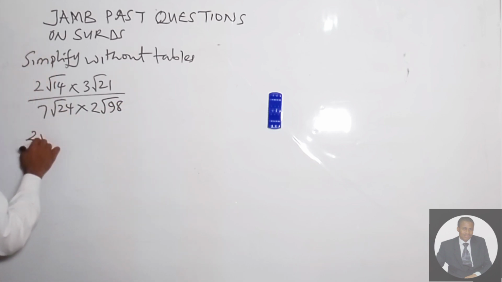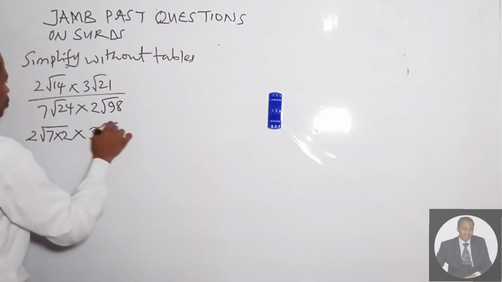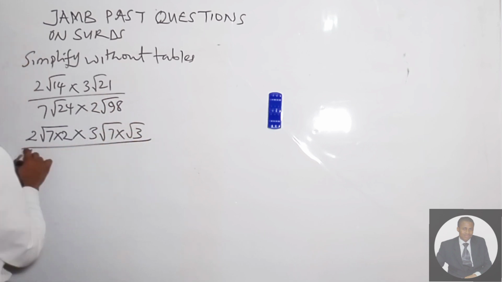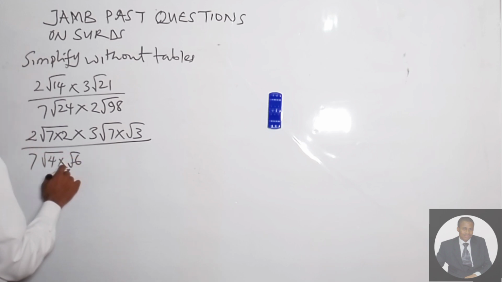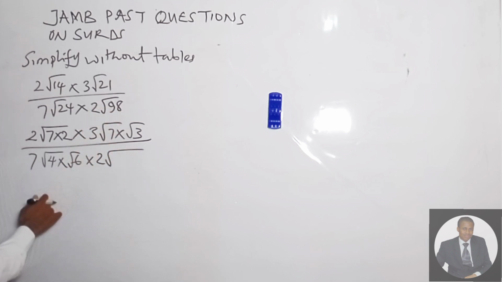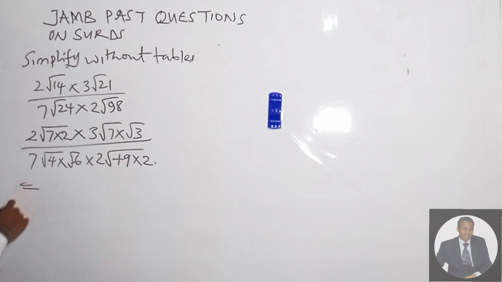We say 2 root 14 is written as root 7 times root 2 times 2. Root 21 is written as saying root 7 times root 3, root 24 is written as saying root 4 times root 6, while root 98 is written as saying root 49 times root 2. So how do we simplify this?